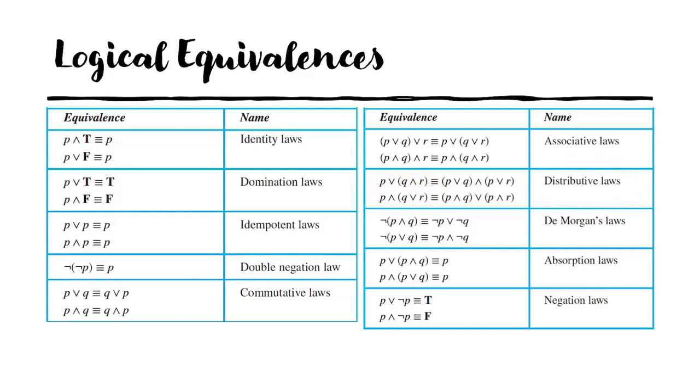Now you can also have the conjunction over the disjunction. So you have P and (Q or R) equals P and Q or P and R. Right, so that's the distribution law.